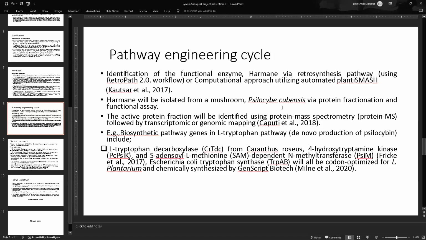So these were reported in psilocybin, a compound from this mushroom. These biosynthetic pathway genes will all be codon optimized for Lactobacillus plantarum and chemically synthesized by GenScript.